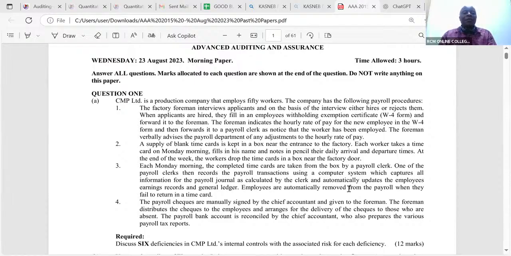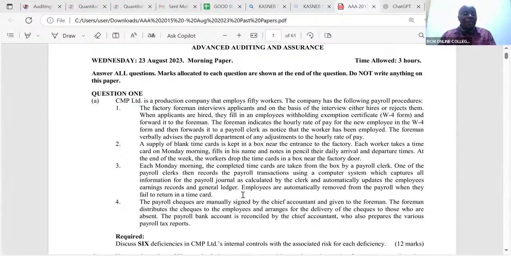Employees are automatically removed from the payroll when they fail to return a time card. When they fail to return a time card, they're automatically removed from the payroll, so they don't get their payment at the end of the month. There could be reasons why somebody has not, ladies and gentlemen, brought in their time card on this Monday or whichever day you tell them. Perhaps this employee fell sick. So there should be a process really of removing somebody from a payroll. And that is why we would want this information to be basically captured by systems.